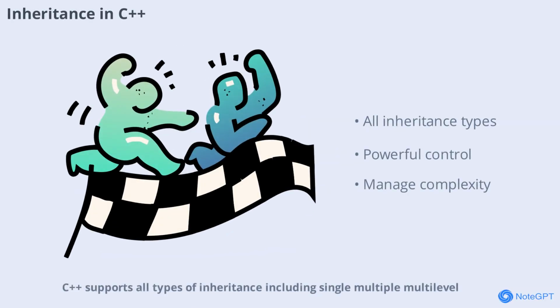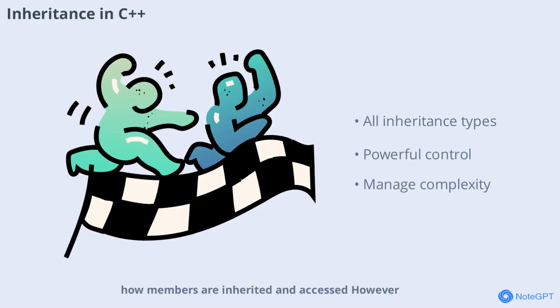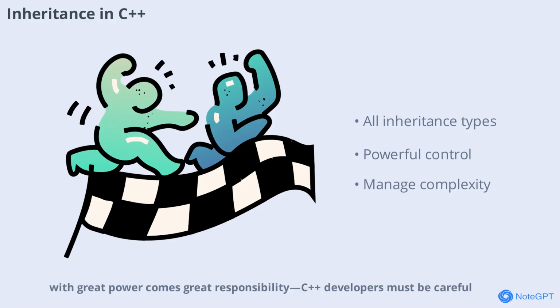C++ supports all types of inheritance, including single, multiple, multilevel, and hybrid. It provides powerful features for controlling how members are inherited and accessed. However, with great power comes great responsibility. C++ developers must be careful to manage complexity and avoid issues like the diamond problem.